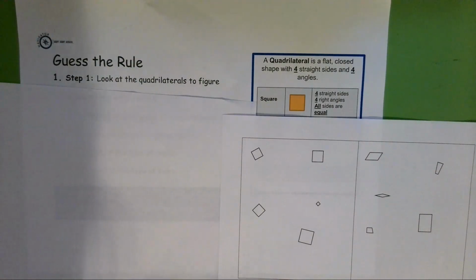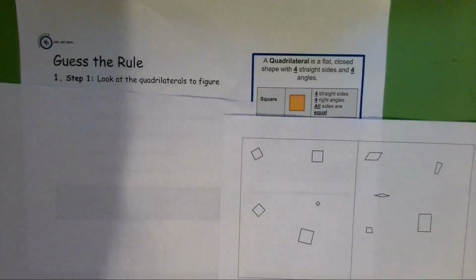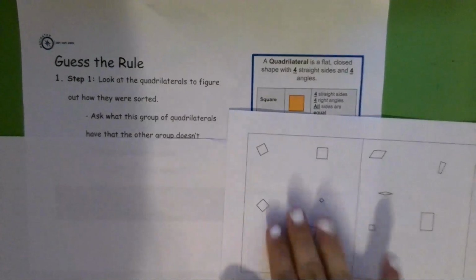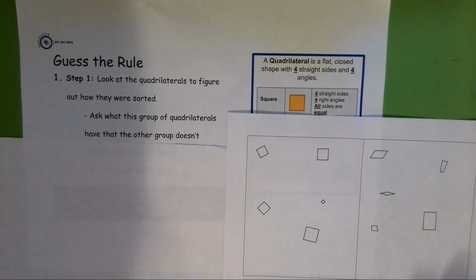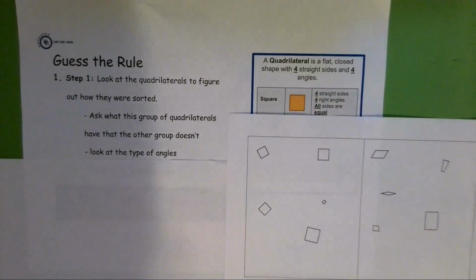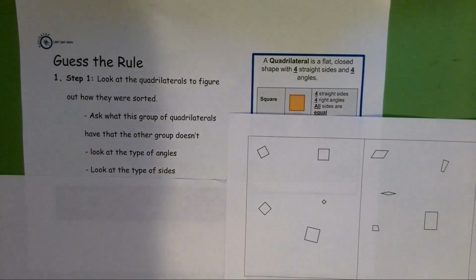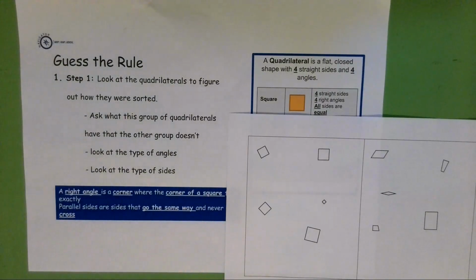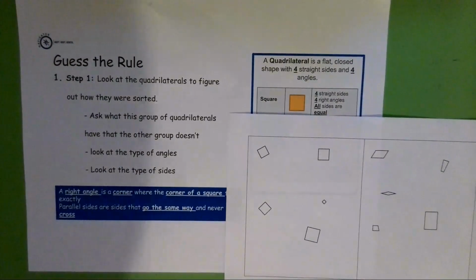What strategies can we use to help us guess how our quadrilaterals are sorted? Say your answer out loud. I bet you said we could ask what this group of quadrilaterals has that the other group doesn't. We can think about their attributes. We can also look at the type of angles to see if there are any right angles and look at the type of sides. Nice work. Let's keep going.